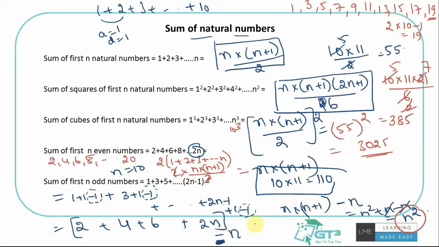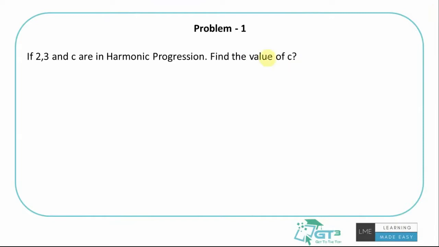So for 10, it will be n square. So 10 square is the value for the sum of 1 plus 3 plus 5 and so on up to 19, the first 10 natural odd numbers. Now these are useful techniques that would help you to solve questions in an easier and faster manner. Keep this at the back of your mind. Through practice you have to remember these formulas. So let's move ahead and solve some practice questions.